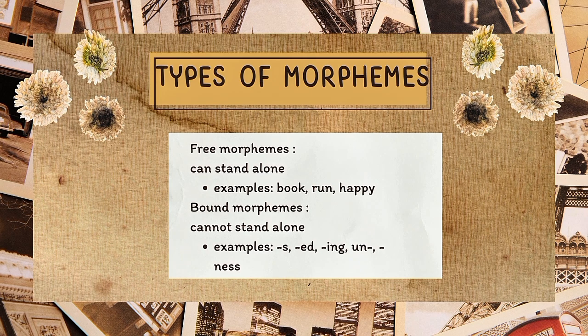The second is bound morphemes. Bound morphemes cannot stand alone. They must be attached to another word. Examples of bound morphemes include s, ing, un, re, ness, and ful. So, for example, ed cannot be used alone. It must be added to a verb such as walk or play to show past tense.